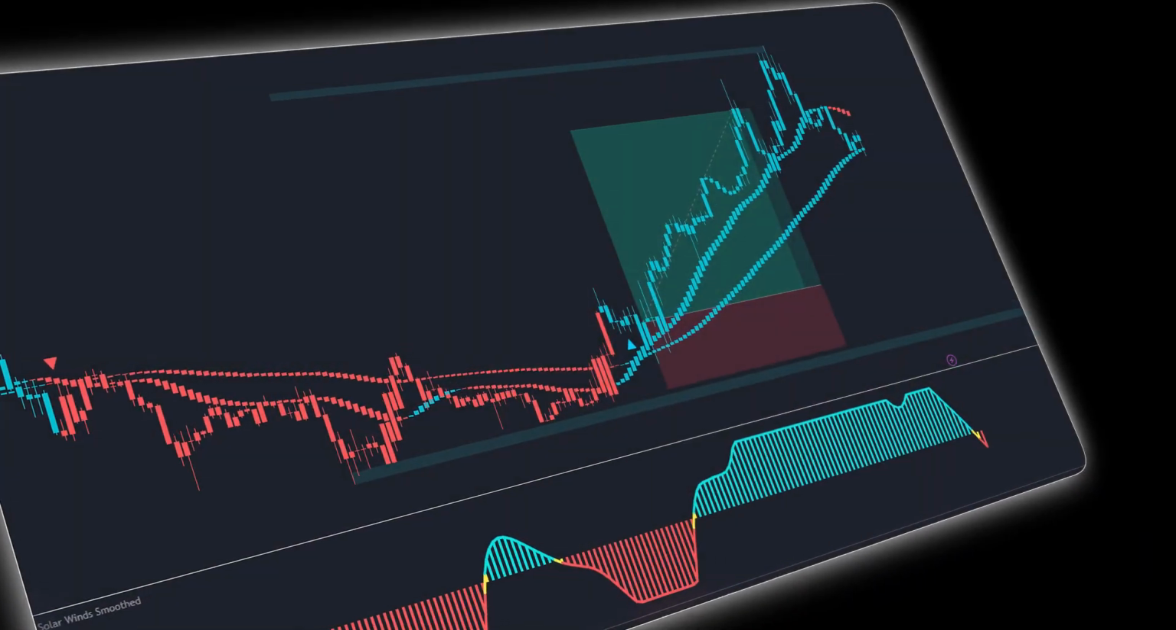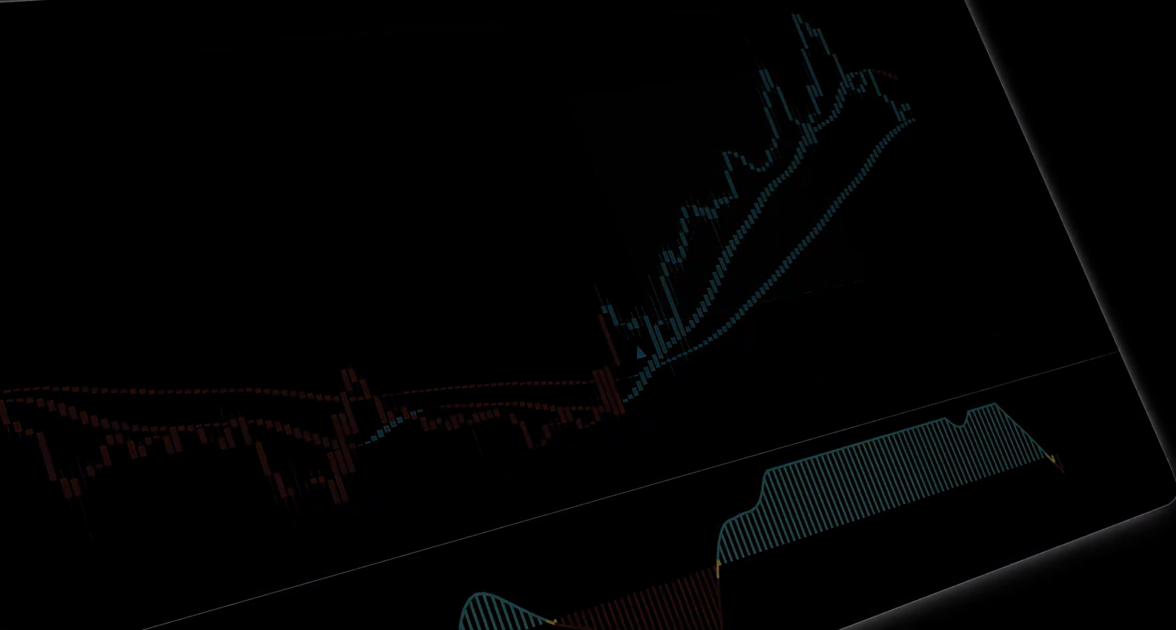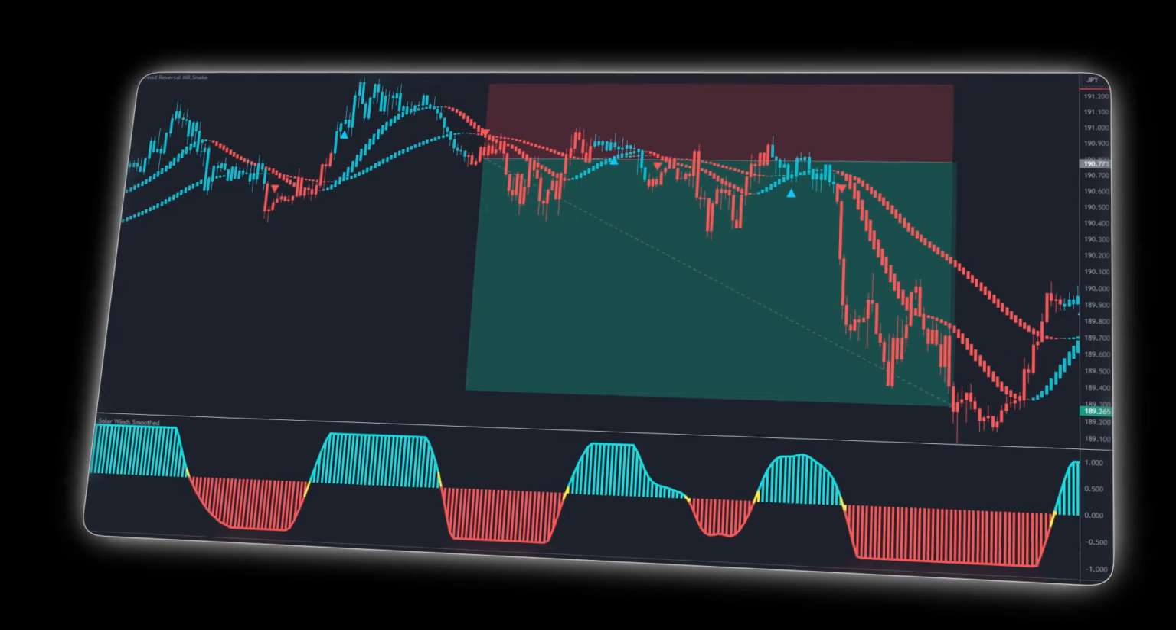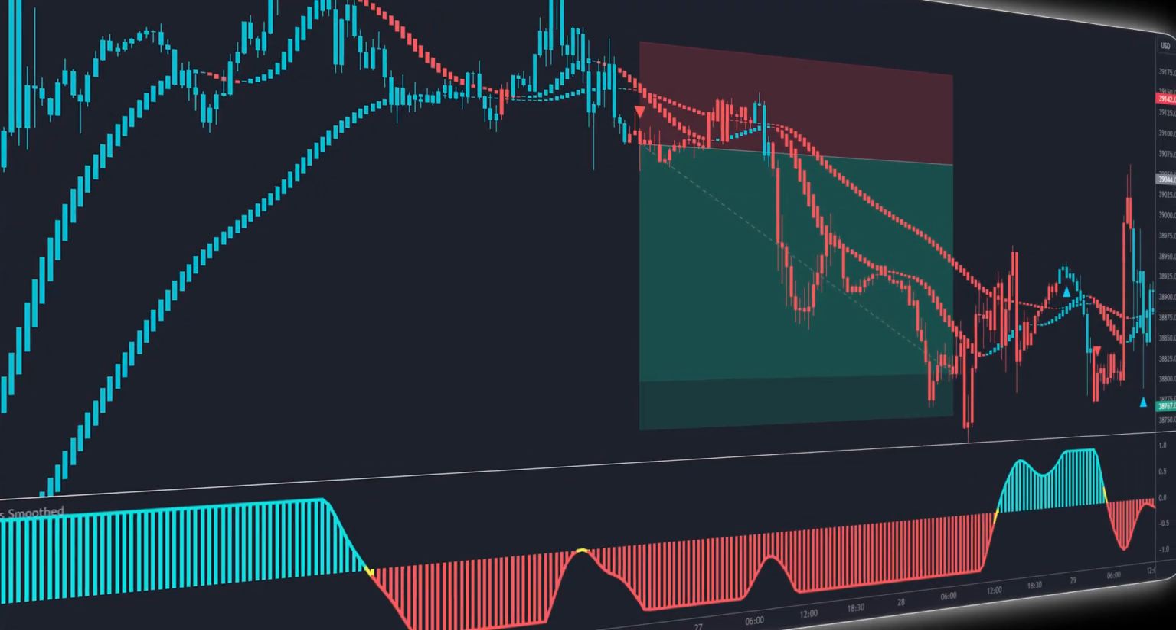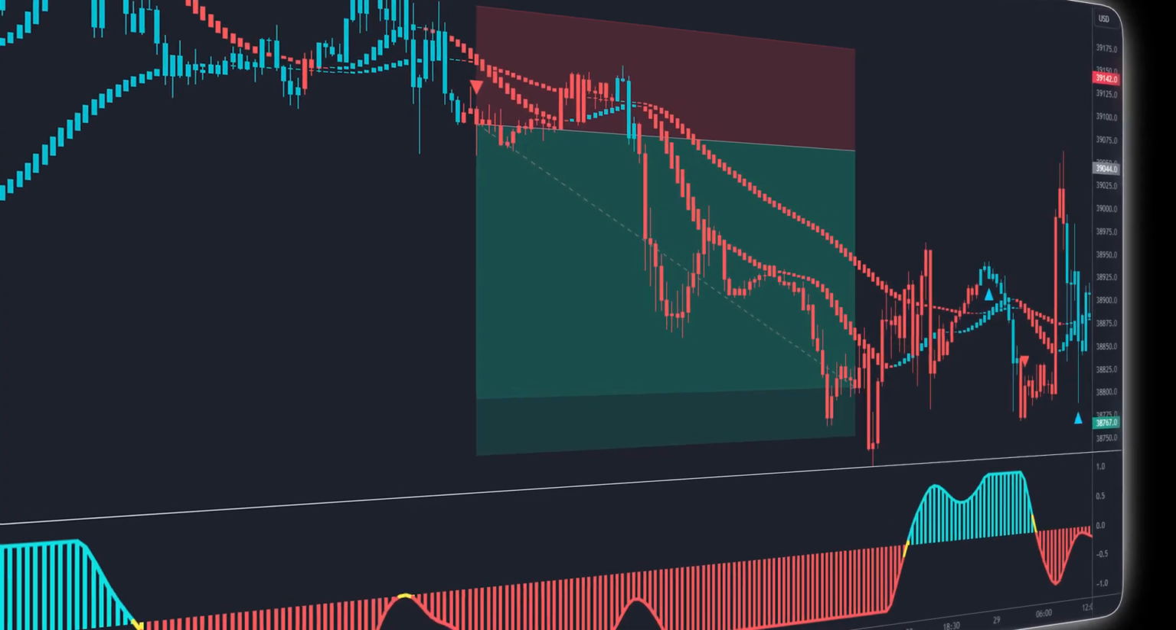I hope the information provided has been helpful and has given you a better understanding of how this strategy works. Remember that trading involves risks, and it is important to perform a proper analysis before making decisions.